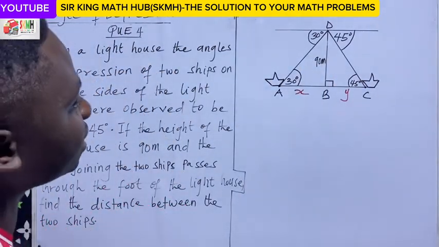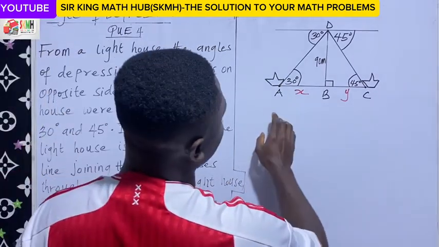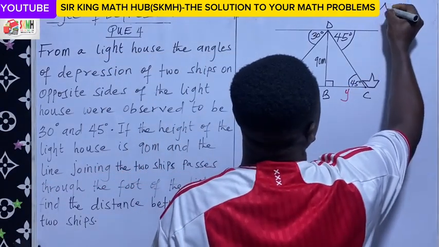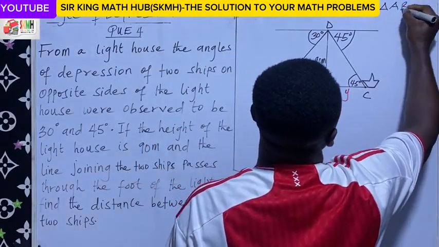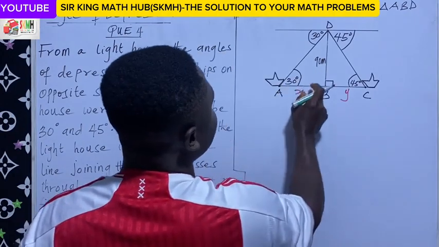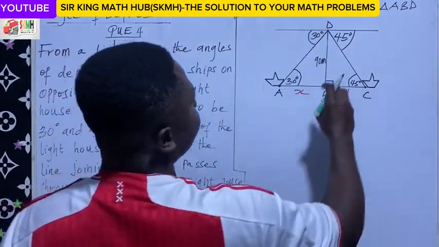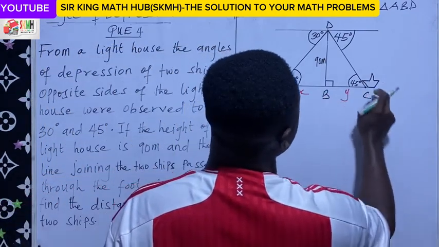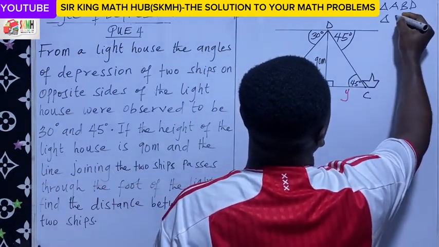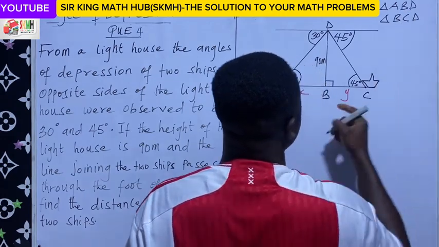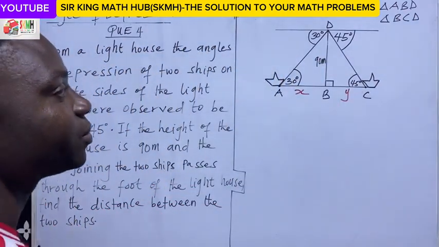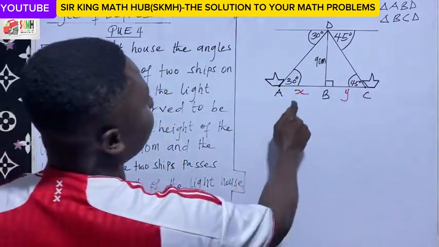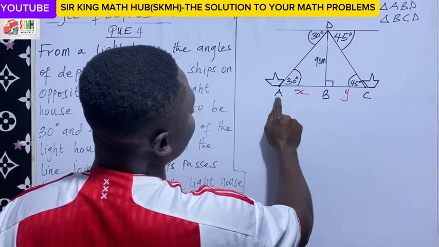So now, starting with the first right angle triangle. So how do we label it? So I'm labeling the first right angle triangle as triangle ABD. That is for the first right angle triangle. And then for the second right angle triangle, I'm labeling it as triangle BCD. So that is for the second right angle triangle. So now, using the first right angle triangle, let's calculate the distance between point A and point B.